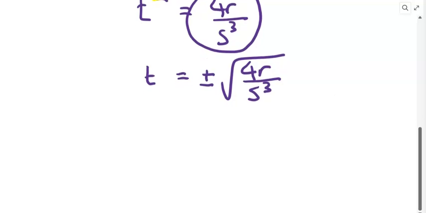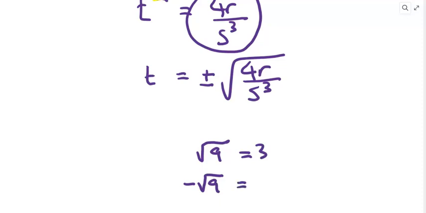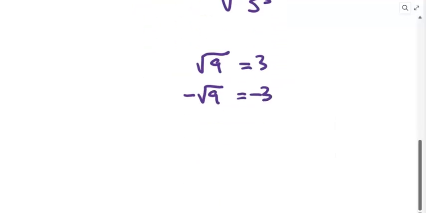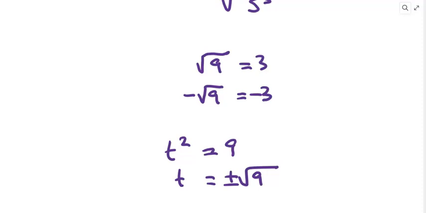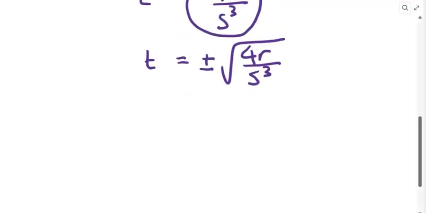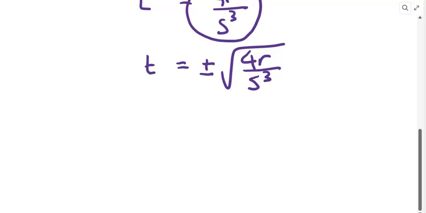So let's just go over that one more time. If I write the square root of 9, that means 3. If I want to generate negative 3, I have to say negative root 9. So negative root 9 is negative 3. So if we see, for example, that T squared is equal to 9, then T is equal to plus or minus the square root of 9. So that's what we're doing in that question. Okay, so I said I was just going to do revision and not teach, but sorry for that little bit of sidetracking. So my final answer for this question needs to be T is equal to plus or minus the square root of 4R over S cubed.